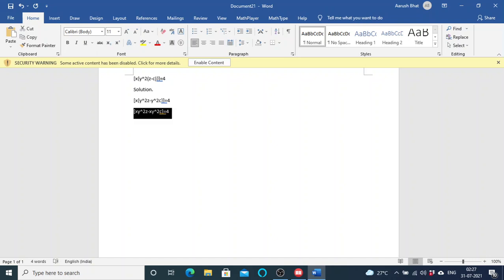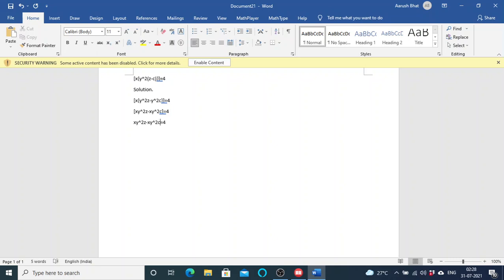Now I'll copy and paste this once more, just for the sake of clarity. Left bracket z caret 2 z dash y caret 2 z dash xy caret 2 c right bracket equals 4. Since we're done opening everything, we no longer require those brackets, so our final answer looks something like this: xy caret 2 z dash xy caret 2 c equals 4.